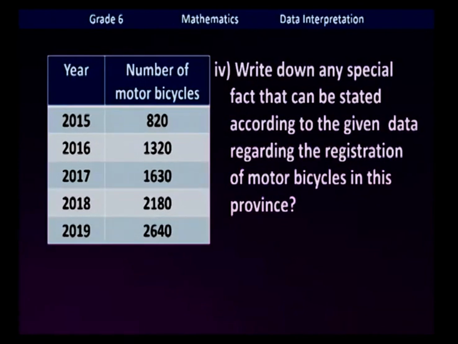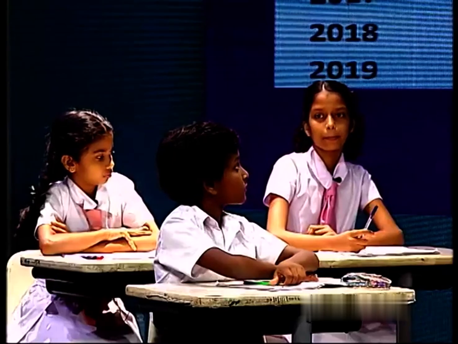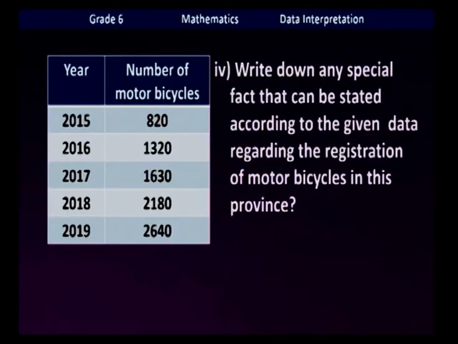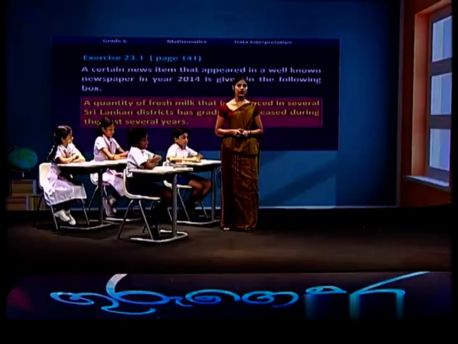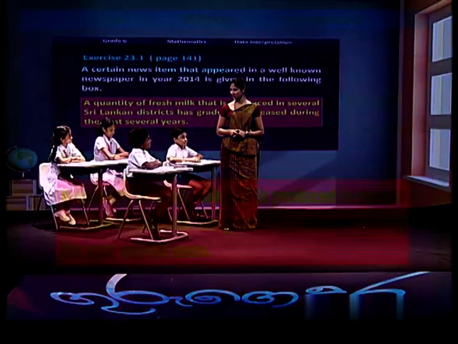Write down any special fact that can be stated according to the given data regarding the registration of motor bicycles in this province. By using this table, we can tell a special fact. When we consider the number of motor bicycles, what happened? Shenara, have you an idea about this question? Motor bicycle registration has increased gradually. That is the answer.